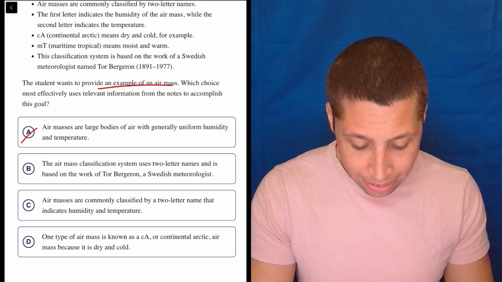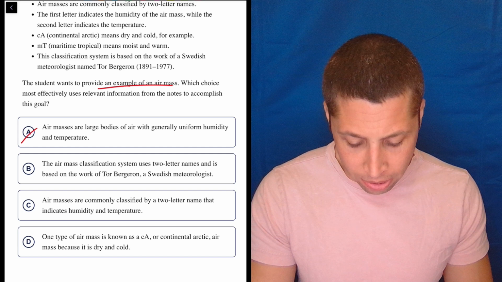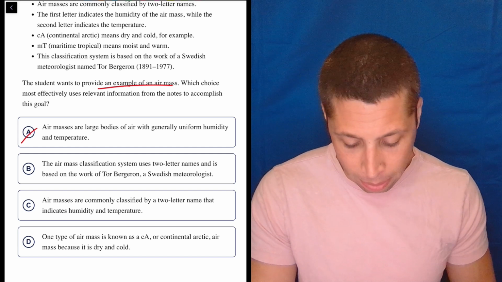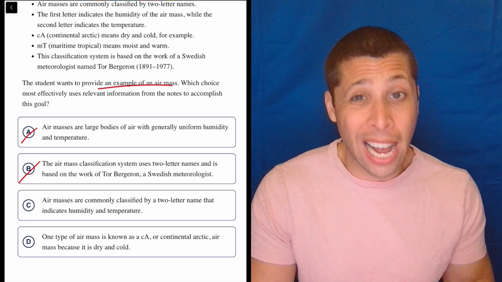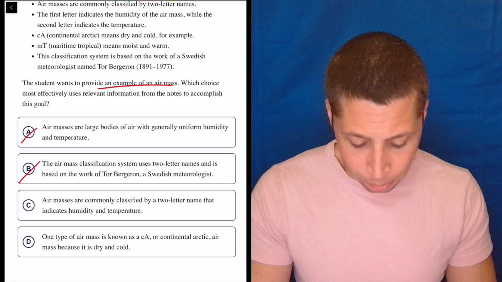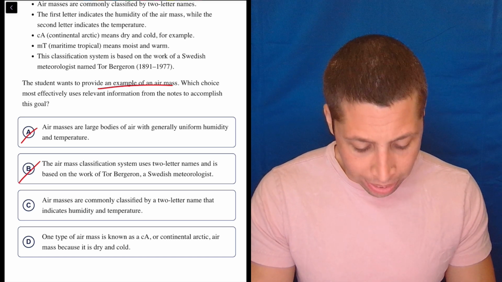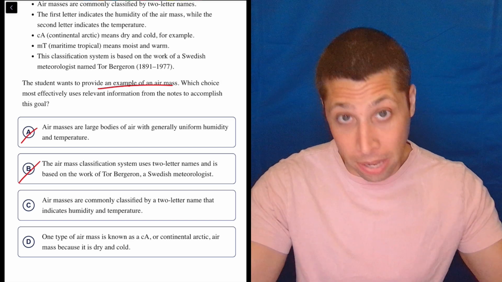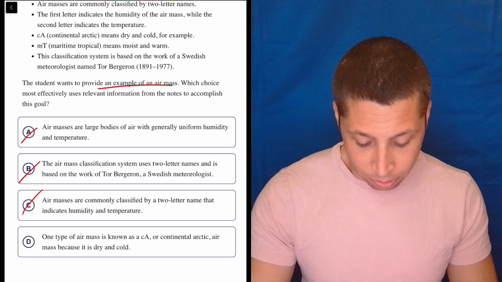B, the air mass classification system uses two-letter names and is based on the work of Tor Bergeron, a Swedish meteorologist. Okay, what's an example of an air mass? I don't care about the guy. Who cares? C, air masses are commonly classified by a two-letter name that indicates humidity and temperature. Okay, and an example of an air mass would be, right? See how easy it is to get rid of these?